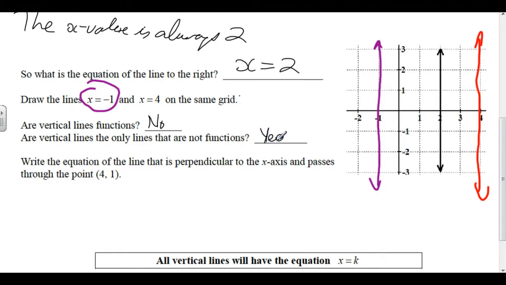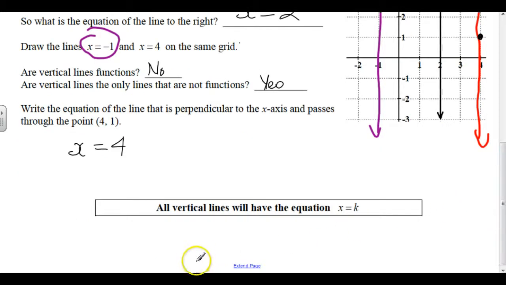Write the equation of the line that's perpendicular. So here's the x-axis. If we want to be perpendicular, then we need a vertical line, and you pass through the point (4, 1). Well, that means your equation is x equals 4. And all vertical lines will have the equation x equals k. And this concludes the slope y-intercept of a line, along with a little bit on vertical lines.